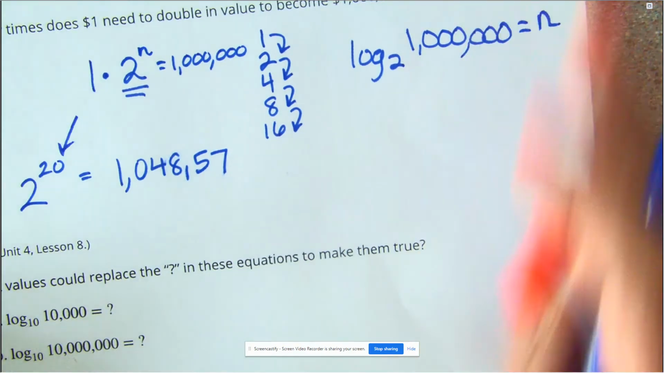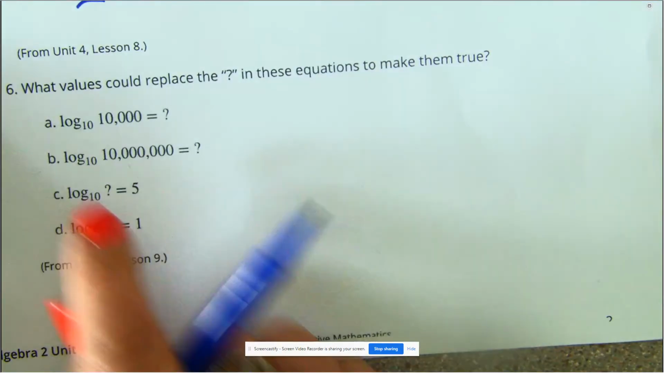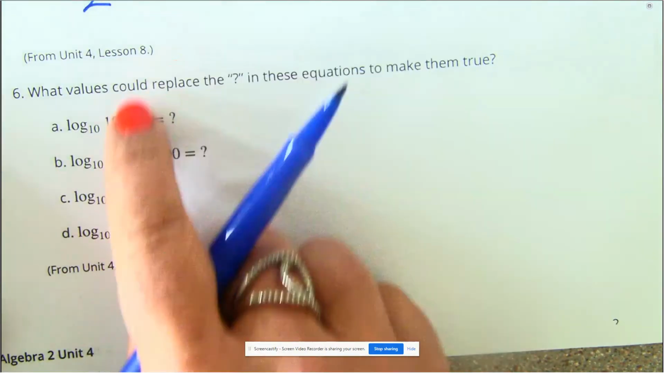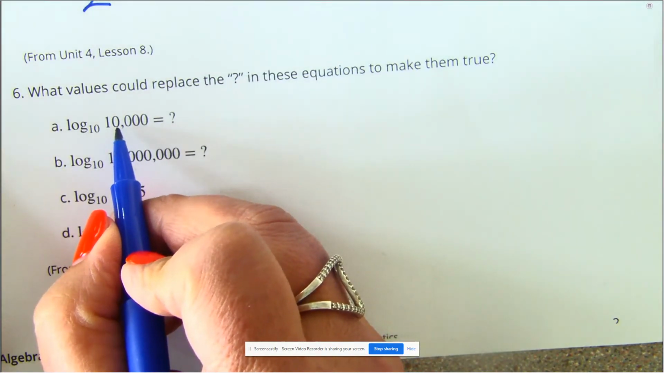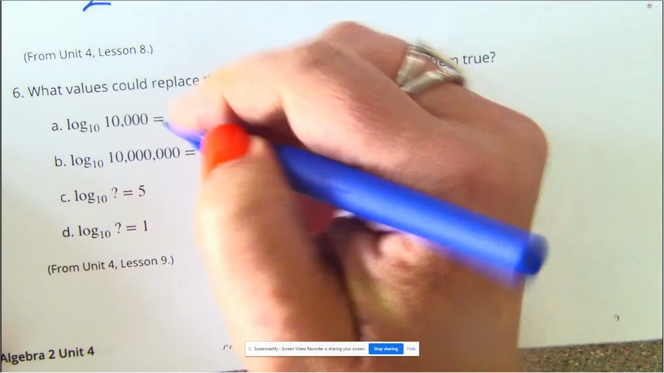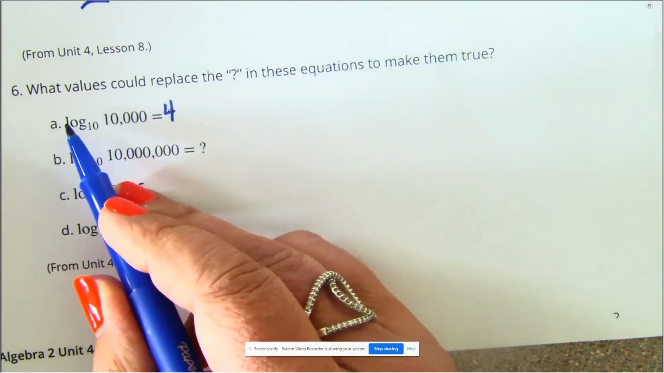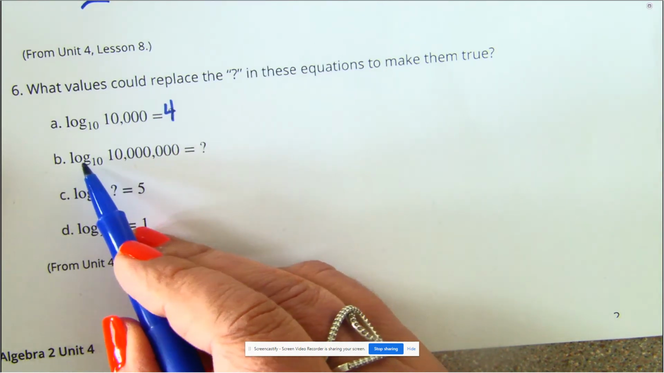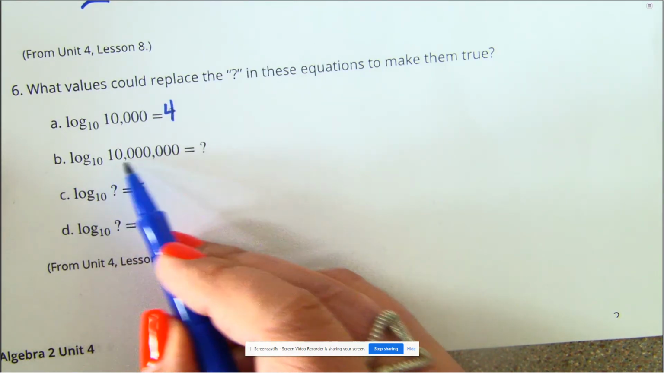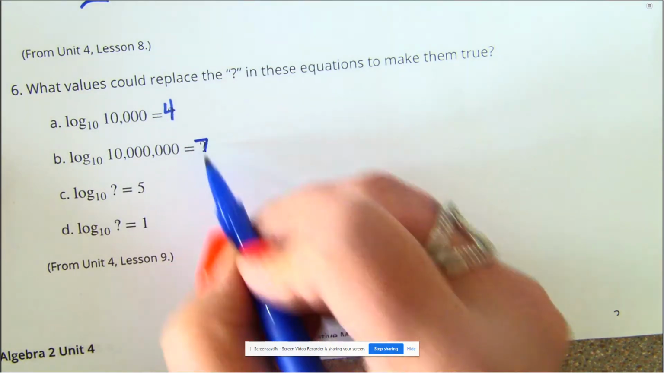What value could you replace the question mark with in these equations to make them true? 10 to the what is 10,000. Remember your powers of 10. You could do this mentally, right? 1, 2, 3, 4. Today we also learned how to use our calculator for log base 10 of 10,000. You can just type on your calculator log 10,000. I'm going to keep encouraging mental when I can. Log base 10 of 10 million. 1, 2, 3, 4, 5, 6, 7. 10 to the 7th power is going to give me 10 million.